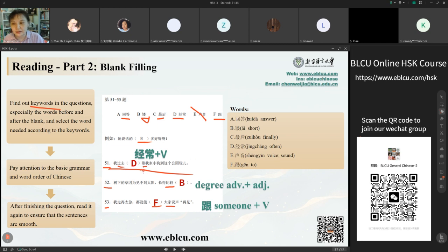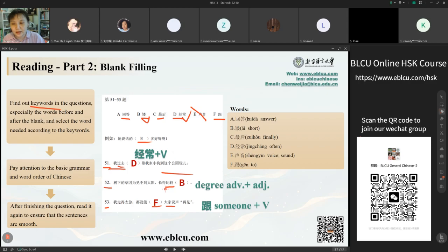So here goes the grammar. 经常带我家小狗. So 带 is a verb. So usually before it, you can put an adverb. So 经常, often take my dog to the park. 经常.